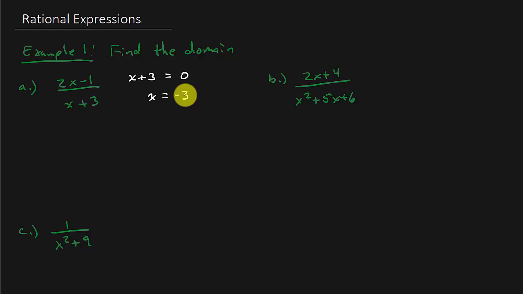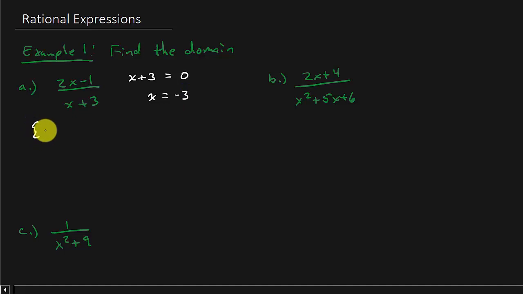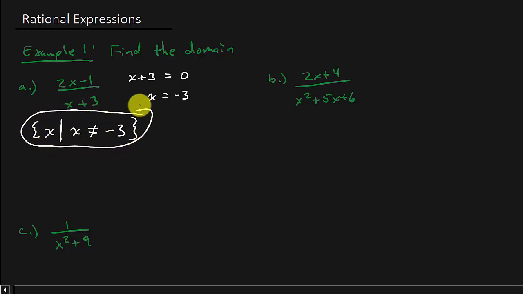Well, I'm going to write the answer two different ways. Some books may write it one way, other books might write it the other way, but I'll write it both ways so you can see it. So the domain is everything but -3. One way that we could write the answer is that it's the set of all x. These are braces right here. So it's the set of all x such that x does not equal -3. So this is one way that we could represent the domain.